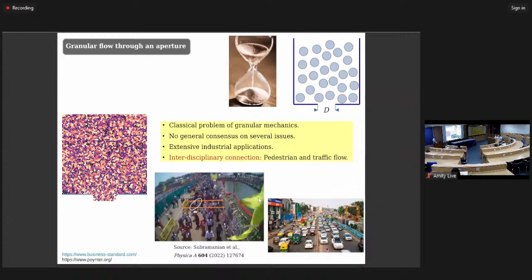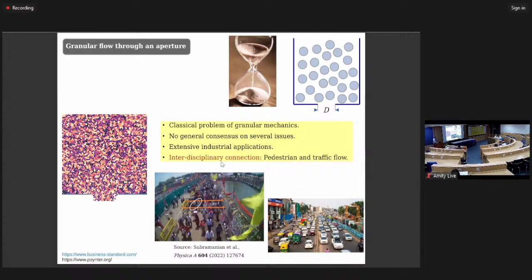Again, one small example is shown here: sand flowing through an hourglass, and the schematic is also shown for the sake of clarity. This is the classical problem of granular mechanics. I would say it has been studied for two centuries, maybe one and a half, maybe more than one and a half, and there is no general consensus on several issues. One issue I'm going to touch upon in this talk today.